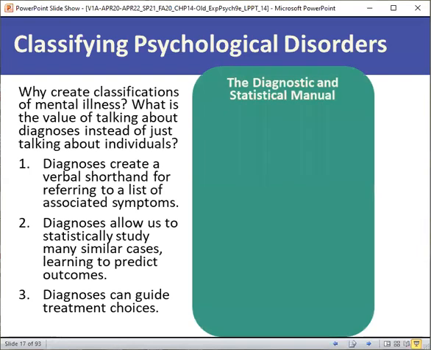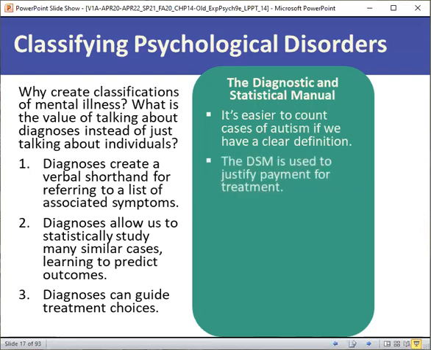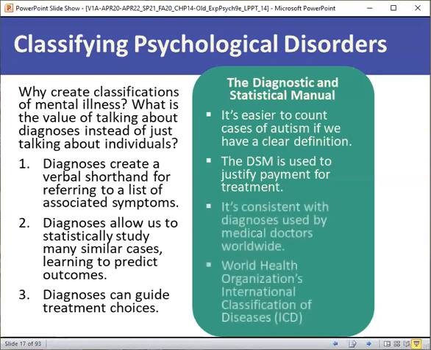Now, the Diagnostic and Statistical Manual is a resource that mental health care professionals have in order to do that exact type of thing. It's easier to count cases of autism if we have a clear definition. And the DSM is where we provide clear definitions of these particular types of disorders. The DSM is used for justifying payment for treatment for healthcare. It is consistent with other diagnoses used by medical doctors worldwide.